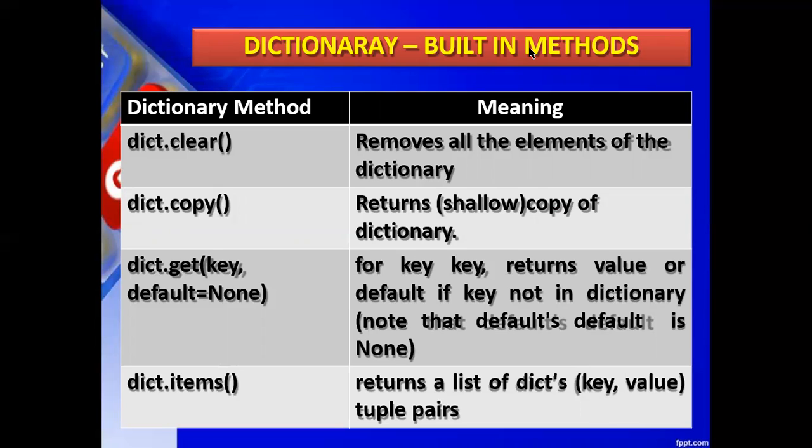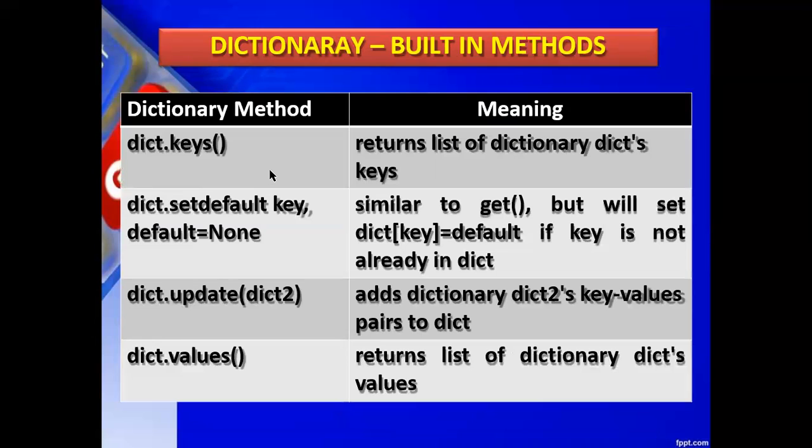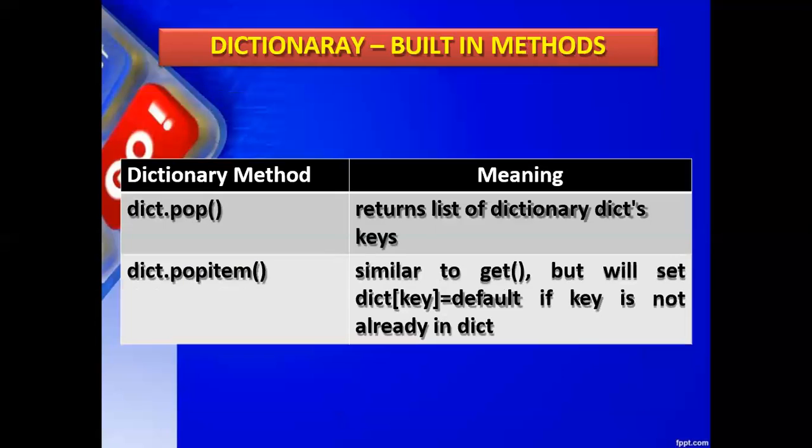dict.items returns a list of the dictionary's key-value pairs in tuple format. dict.keys returns a list of the dictionary's keys. dict.setdefault(key, default=None) is similar to get, but it will set the default key if that key is not already in the dictionary. dict.update(dict2) adds a dictionary's key-value pairs to an existing dictionary. dict.values returns a list of the dictionary's values. dict.pop and dict.popitem remove items from the dictionary.